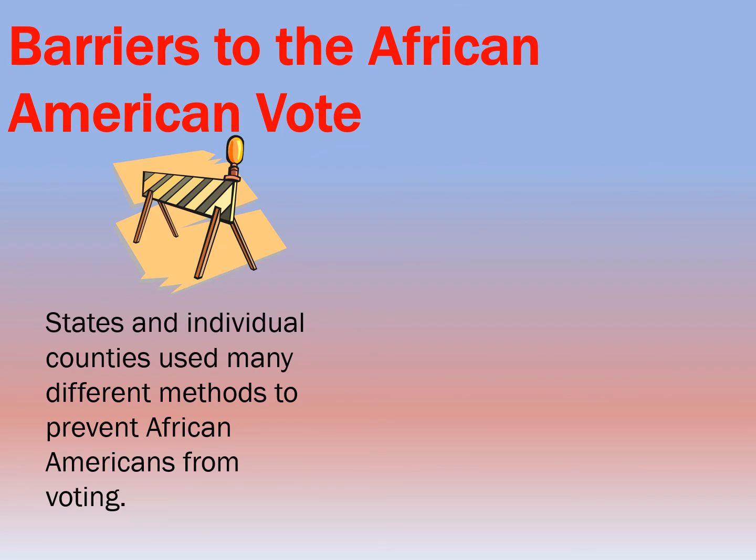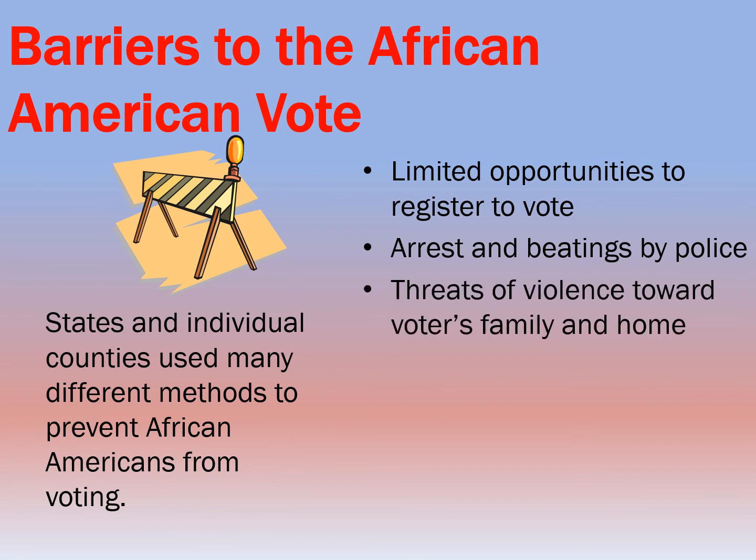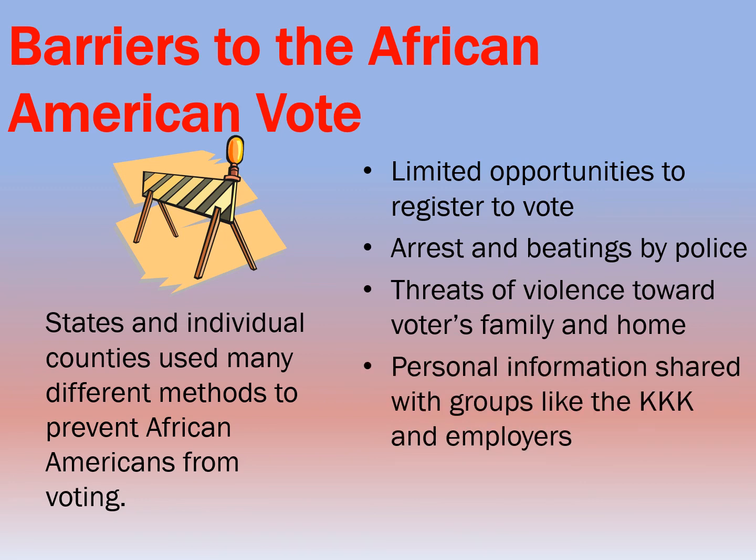So states and individual counties used a lot of different methods to prevent blacks from voting. You can see, I'll list them here. They limited opportunities to register. They'd get arrested or beaten by the police if they tried to vote. So it was intimidation tactics and threats of violence. And personal information shared with groups like the KKK and employers. So, hey, better not vote, or else we'll tell people where you live, and we'll give people your personal info, tell them about your family, things like that. I mean, these are pretty low tactics, but these were used. And of course, unfair tests at the polls. We'll talk about that in just a second.